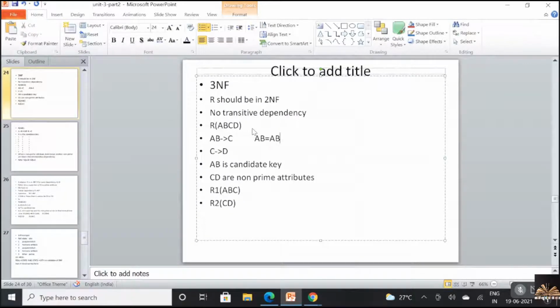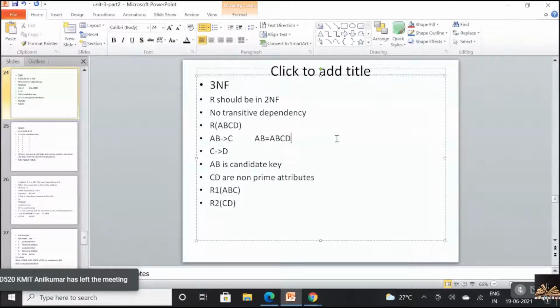Using AB, I'll get the value of AB. Using AB, I'm getting the value of C. And using C, I'm getting the value of D. Right? So, AB is a candidate key. Now, all of you know, the attributes that are part of a candidate key are called prime key attributes, which is nothing but A and B are prime key attributes, and C and D are non-prime attributes because they are not part of any of the candidate key.